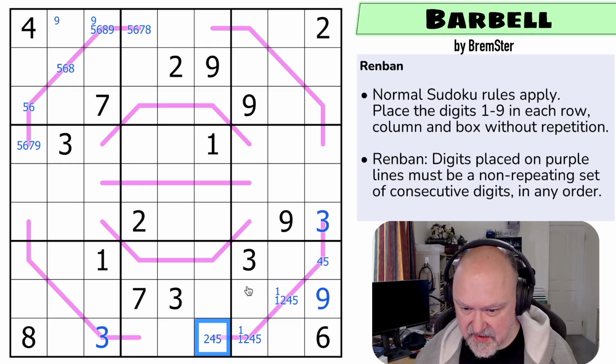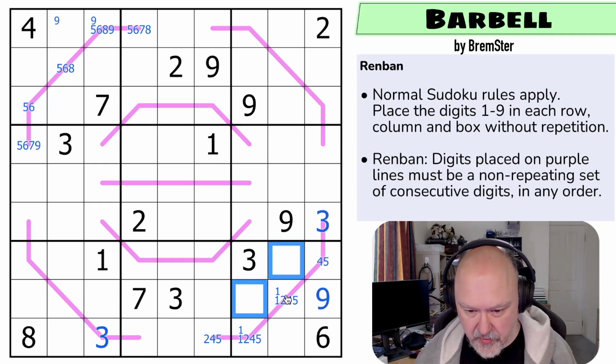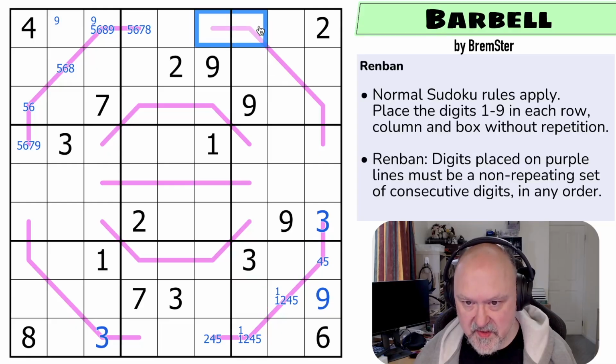And that digit is one of those 2 because that digit has to go in this box. It can't repeat on its line, and it's not 3, 9, or 6, and it can't repeat in its row. Yeah, it's one of those 2. So there's a 2, 4, or 5 in one of those. This one can't have a 1 on it.